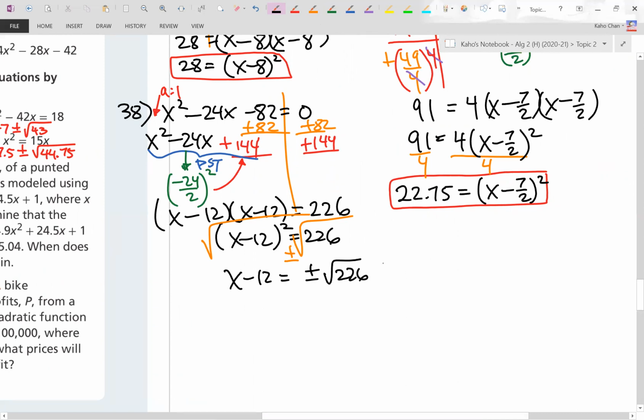226 cannot be broken down further. It's just 2 times 113. 113 is prime. Nothing comes out of that 226. Trust me. Add 12 to both sides. And there's your answer right there that I mentioned to you earlier. 12 plus or minus the square root of 226. Crazy.